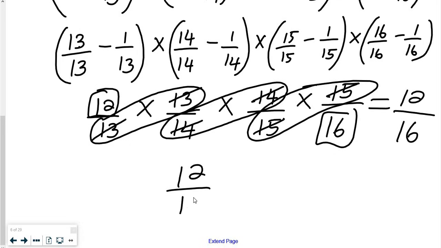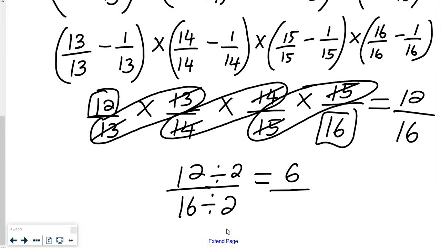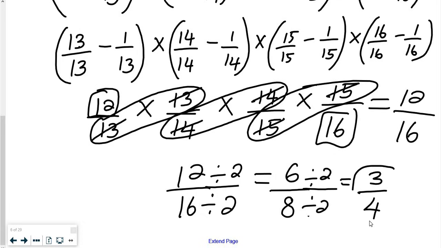12 upon 16, divided by 2, divided by 2. This will be 6 upon 16 divided by 2, that is 8. Again, you continue, divide by 2 here, divide by 2 here, answer will be 3 upon 4. So this is your final answer.